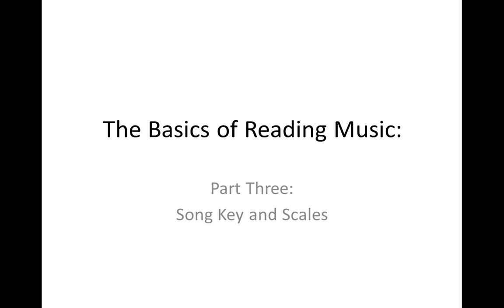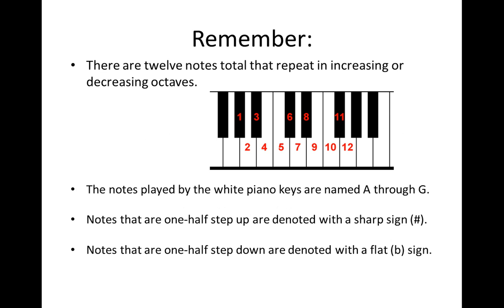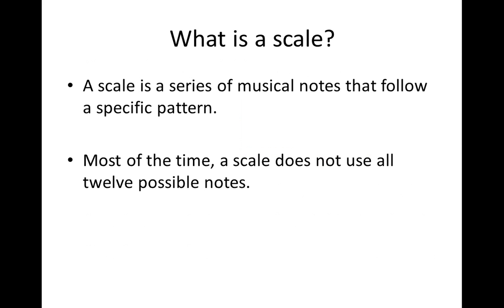In this third video on the basics of music, I'm going to talk about a song's key signature and its relationship to a musical scale. So just remember that there are 12 notes total that repeat in increasing or decreasing octaves, and that those notes get their names with the letters A through G, and sometimes are also designated with a sharp or a flat sign. Now, a scale is a series of musical notes that follows a specific pattern.